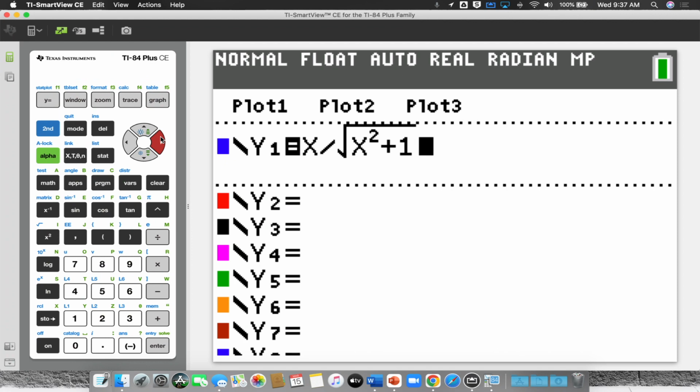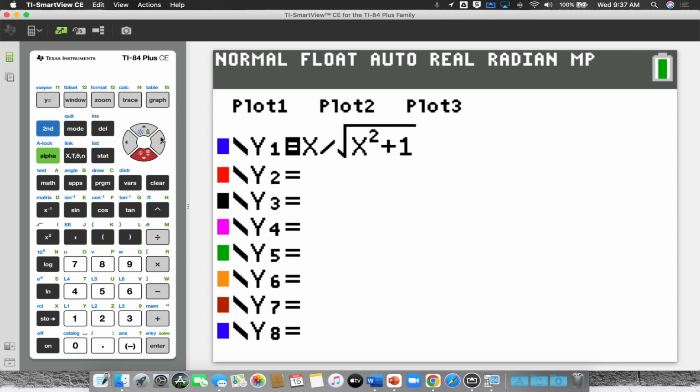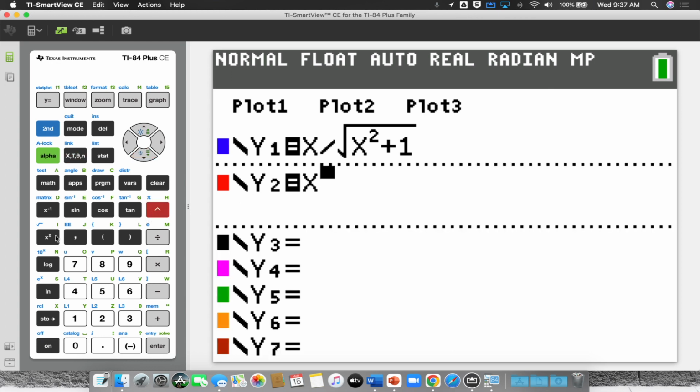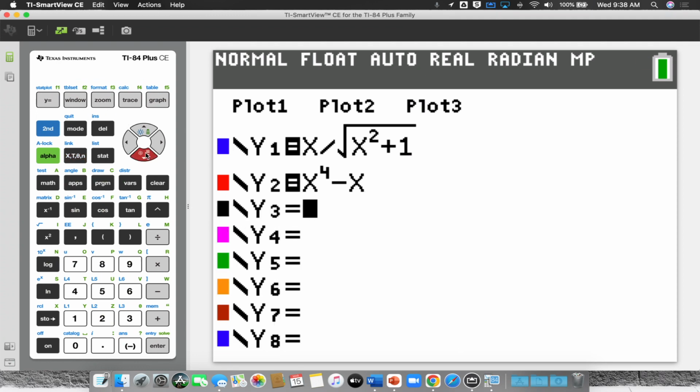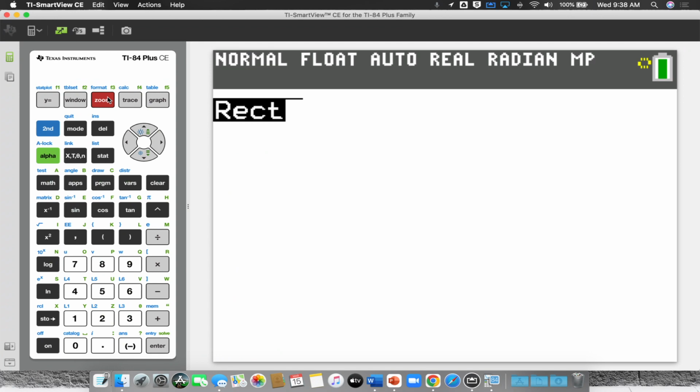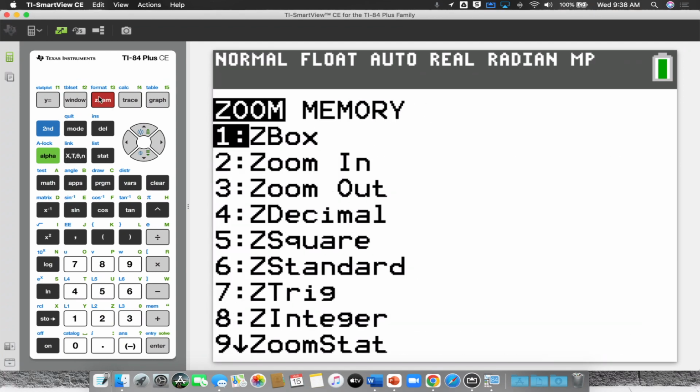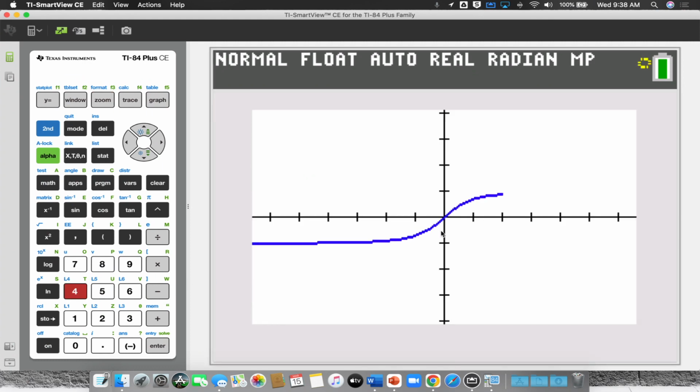Okay, so the f of x is x divided by square root x squared plus 1. The next one is a 4th power. So we go x to the 4th power plus or minus x. So let's see if the calculator read exactly what we wanted it to. It's not that bad. Zoom, decimal. Hopefully it doesn't give us an error. Nope. So we're good. So there's one function and there's the other function.